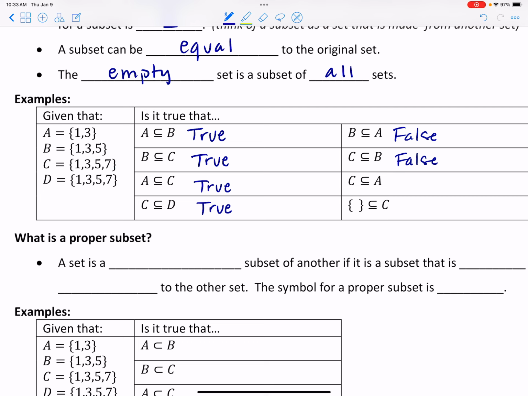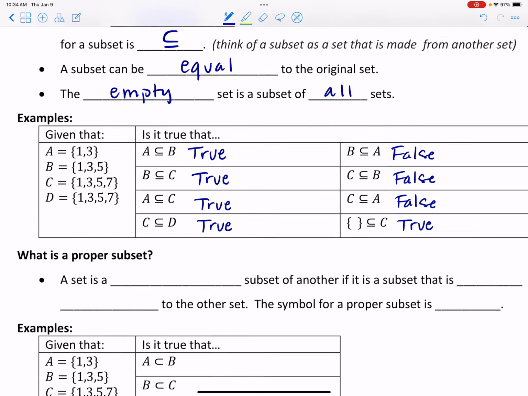Okay, is C a subset of A? Could I make C using just the elements of A? No, I cannot. So this is going to be false. And is the empty set a subset of C? I don't even have to look. That's going to be true because the empty set is a subset of all sets.